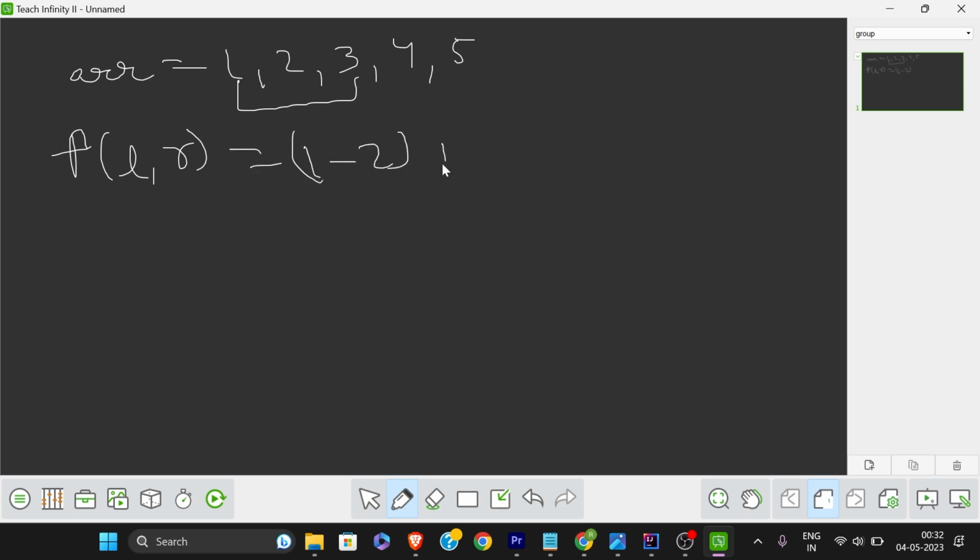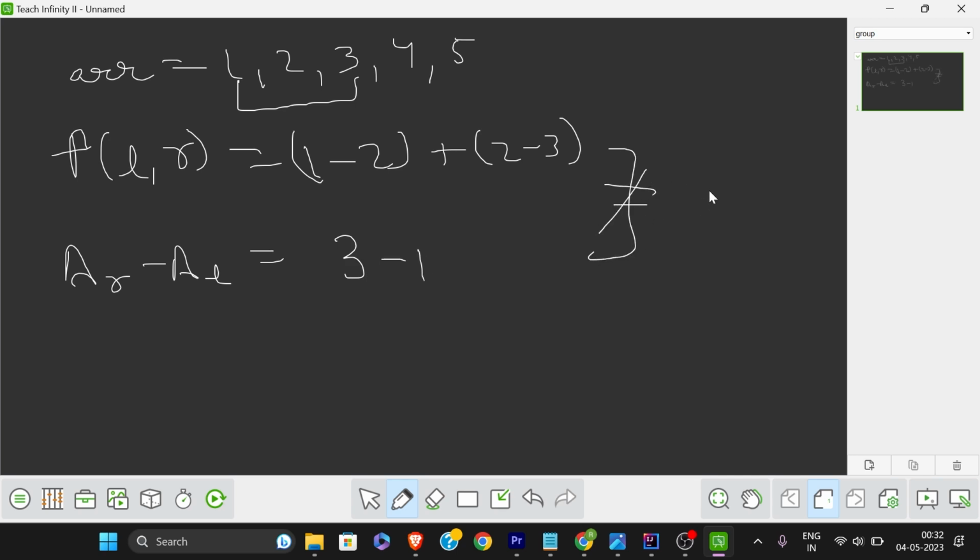1 minus 2 plus 2 minus 3, and this is our first function. And a of R minus a of L would be 3 minus 1. If they are unequal, then we just need to count plus plus, meaning we add this subarray to the answer as an unstable subarray. Otherwise, we just continue. So this is our problem statement. So how will you solve this problem?